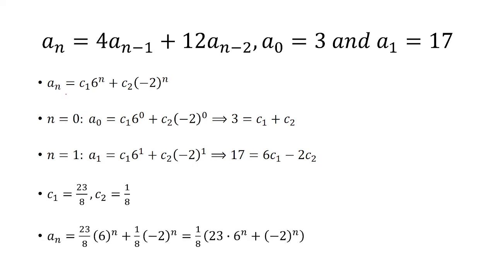Now plug it back into the original, or plug it into this equation up here. And then notice that you have a factor of 1/8, so we can factor out a 1/8. And we're left with 23 times 6 to the nth plus negative 2 raised to the nth power. And that is our final answer.